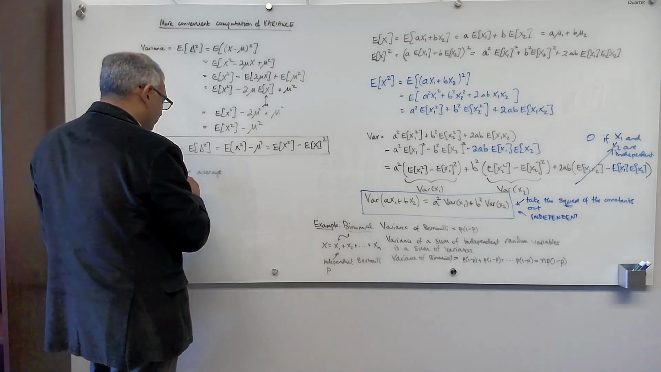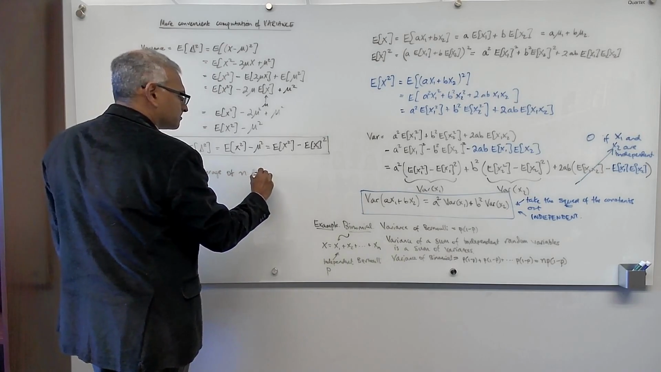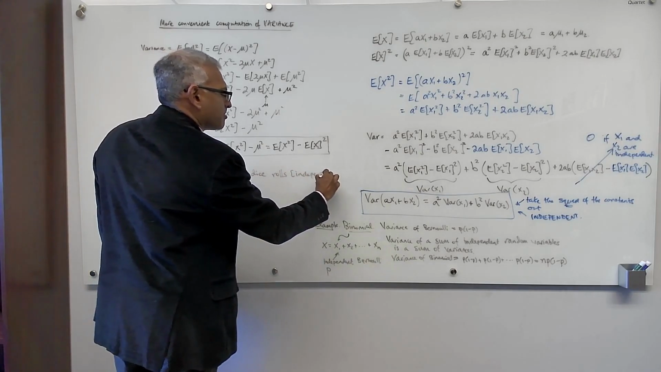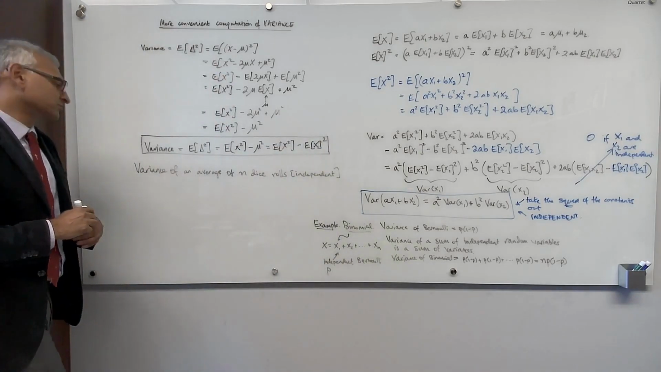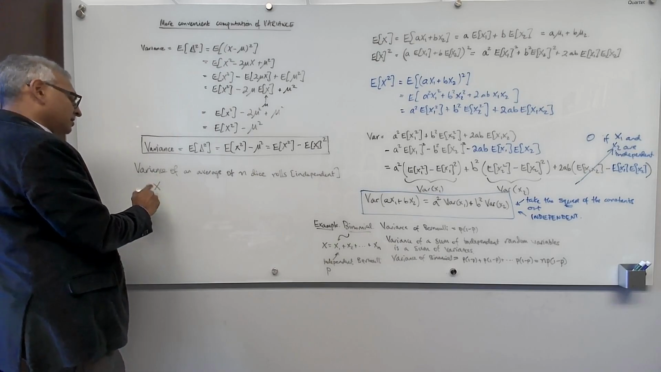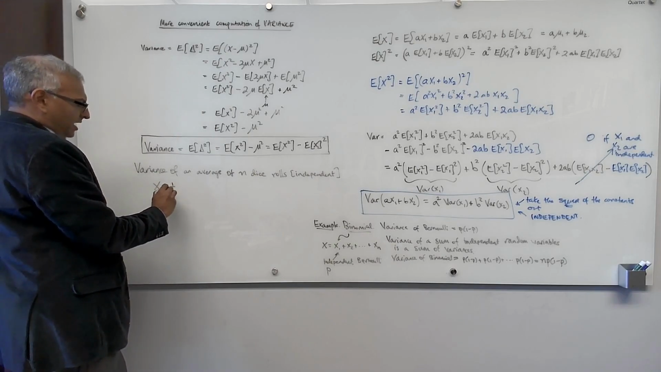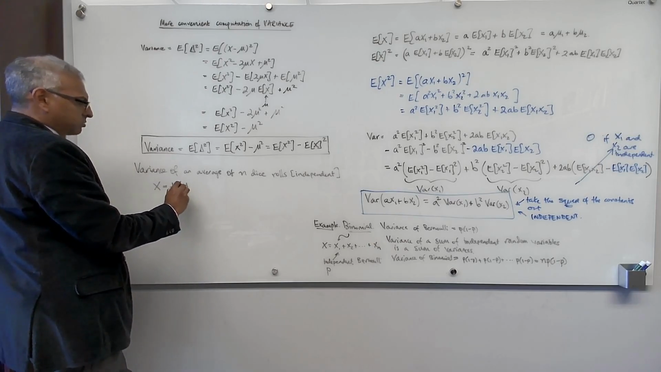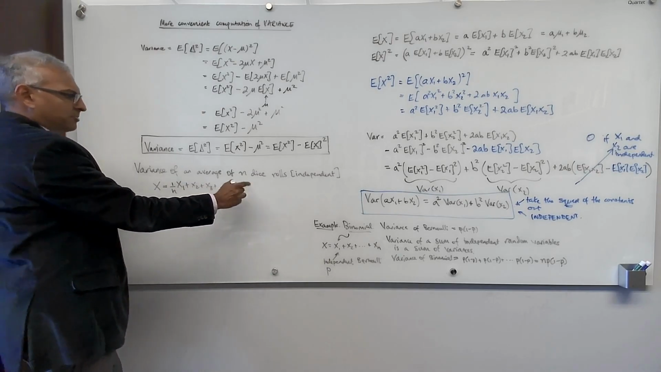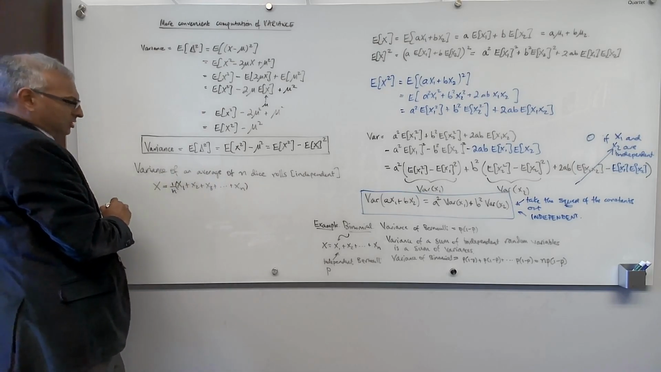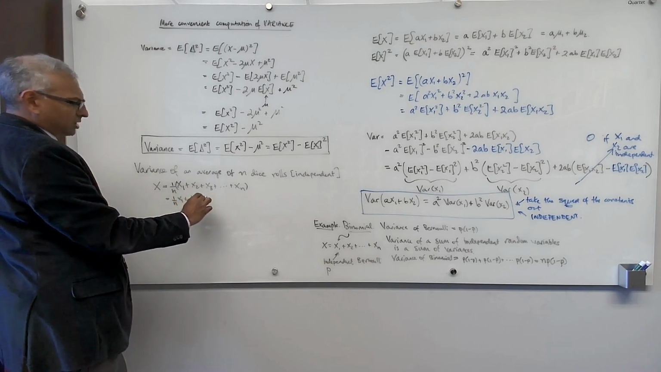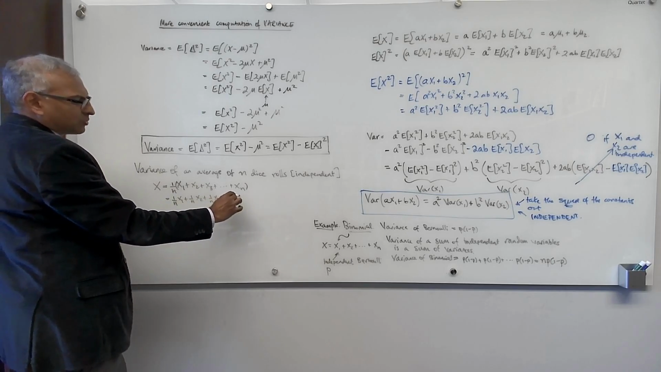So the variance of the average of n dice rolls, which are independent. Each dice roll is independent. So x is equal to 1 over n, because it's an average, of x1 plus x2 plus x3 plus all the way to plus xn. Each of these is an independent dice roll. And so this is a sum: 1 over n x1 plus 1 over n x2 plus 1 over n x3 plus 1 over n xn.